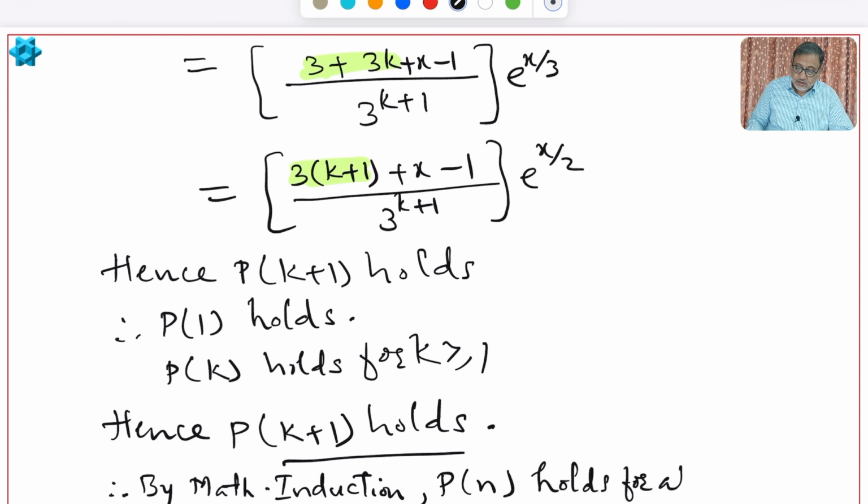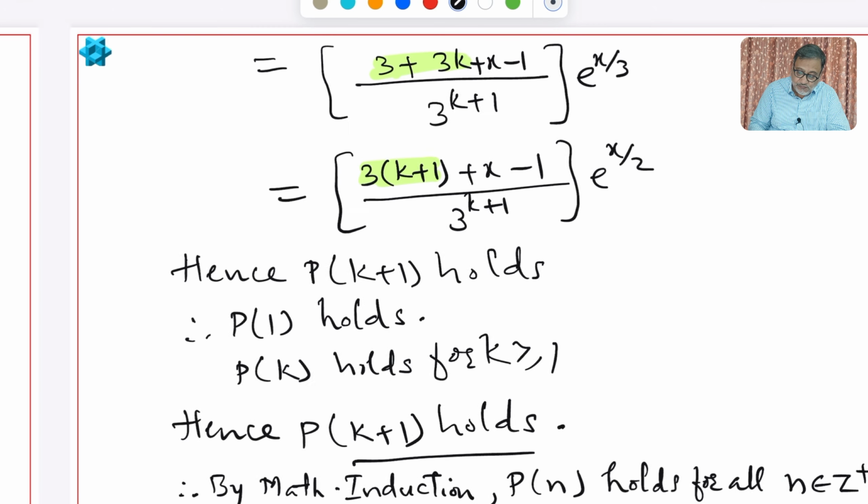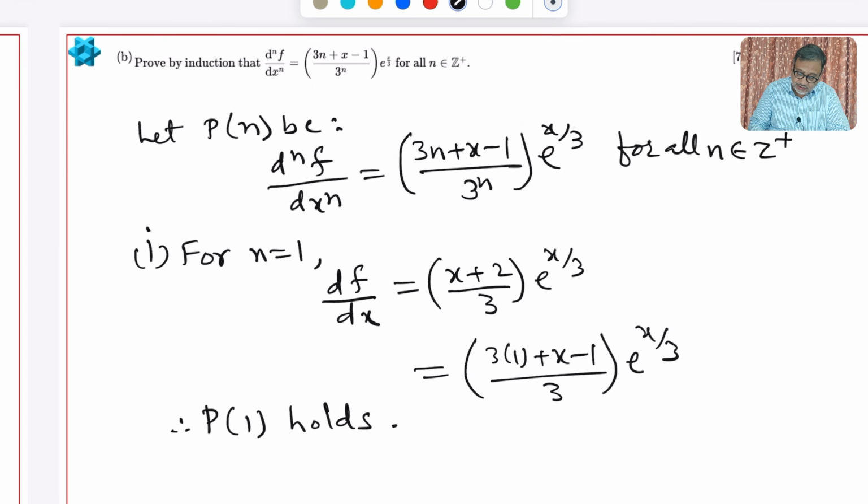Okay. Now the next part C says find the coordinates of any local maximum and minimum points on the graph of y is equal to f of x. Justify whether such a point is a maximum or a minimum. For maxima and minima, what do you know? We take the first derivative and then we draw the sign diagram, and from that we decide whether it is a maximum or minimum. So we have already differentiated. f dash of x is equal to, where is f dash of x? Here is f dash of x.